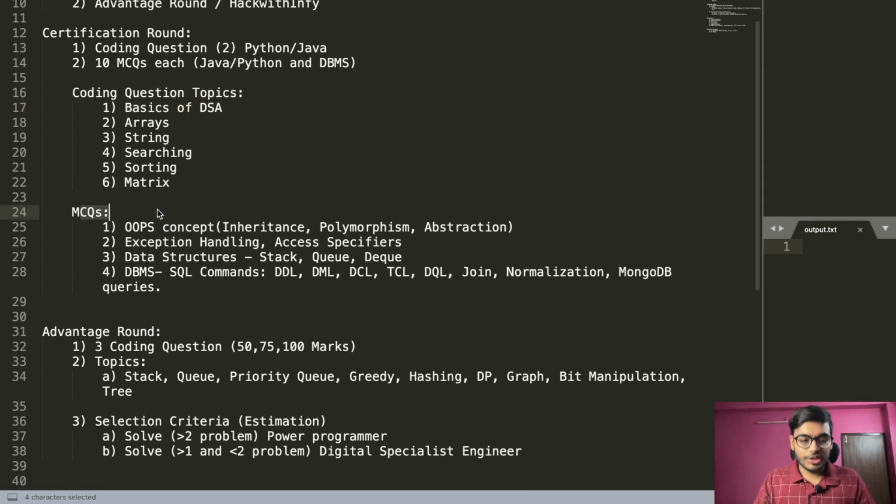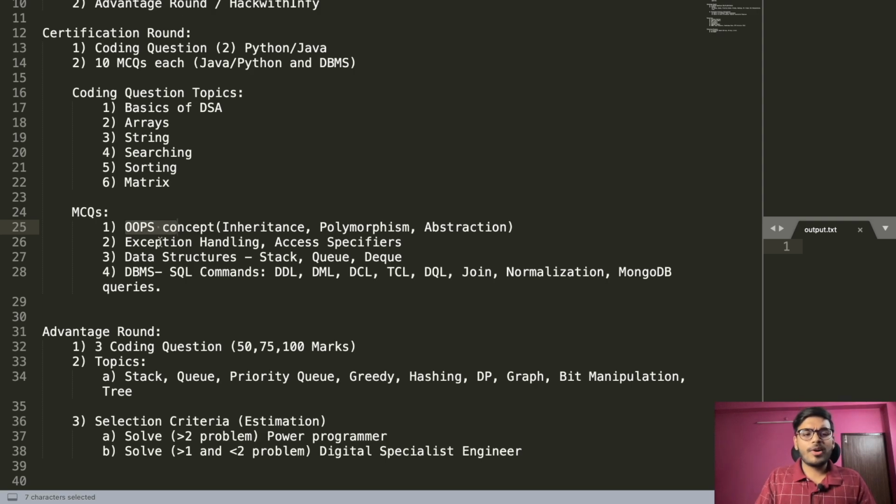For the MCQ section, OOPS is most important. If you are choosing, for example, Java, then OOPS is most important. In OOPS you are going to get inheritance, polymorphism, and abstraction questions. Some class related questions will be given, and some options will be given, and you have to take any one.